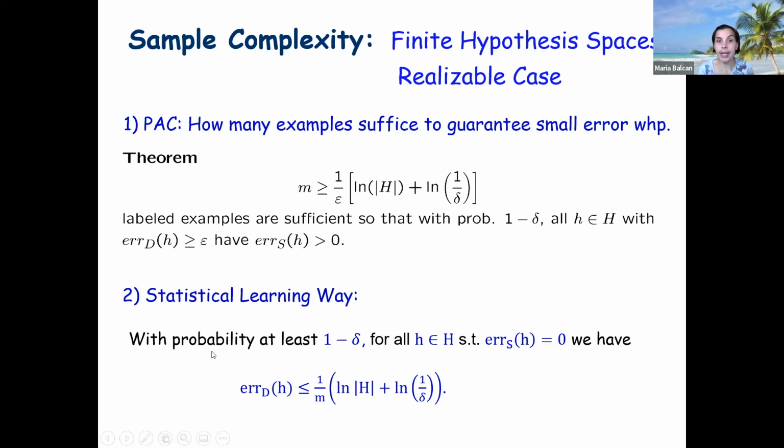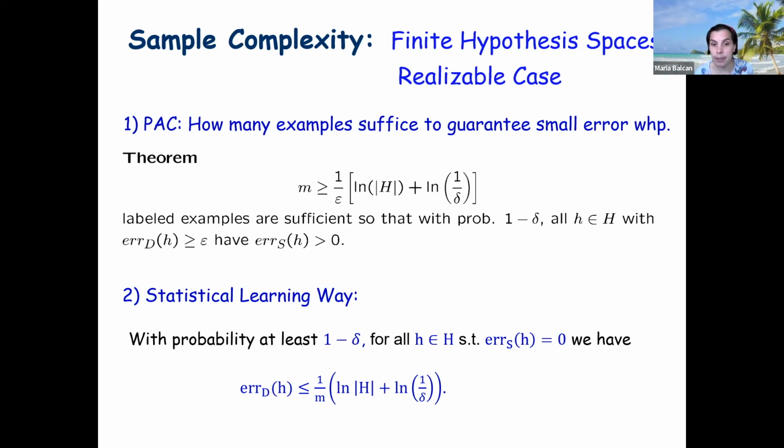For any number of samples m, what we can show is that with high probability at least 1 minus delta, for all classifiers H in my search space that have empirical error rate 0, so perfectly correctly classify the samples, the true error rate is upper bounded by 1 over m times log size of H plus log 1 over delta.